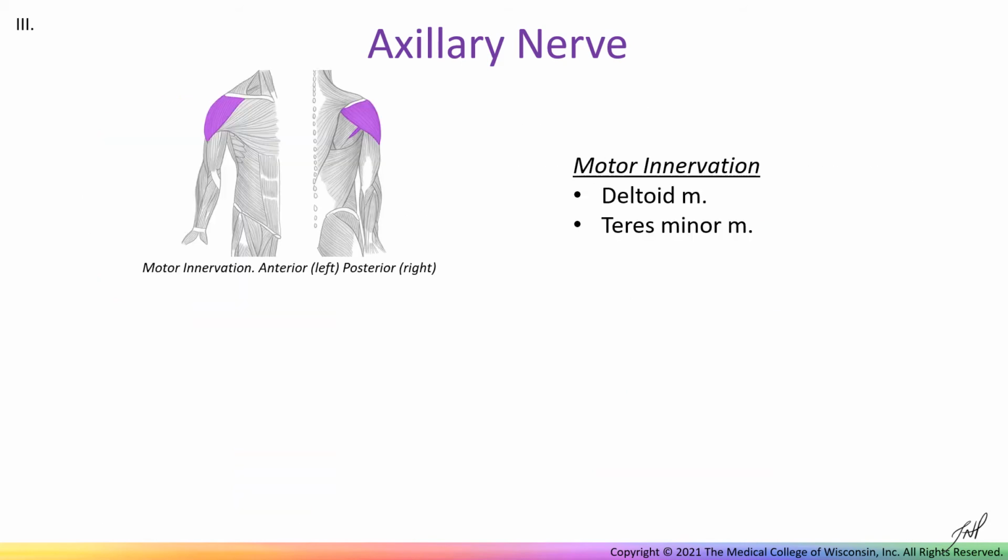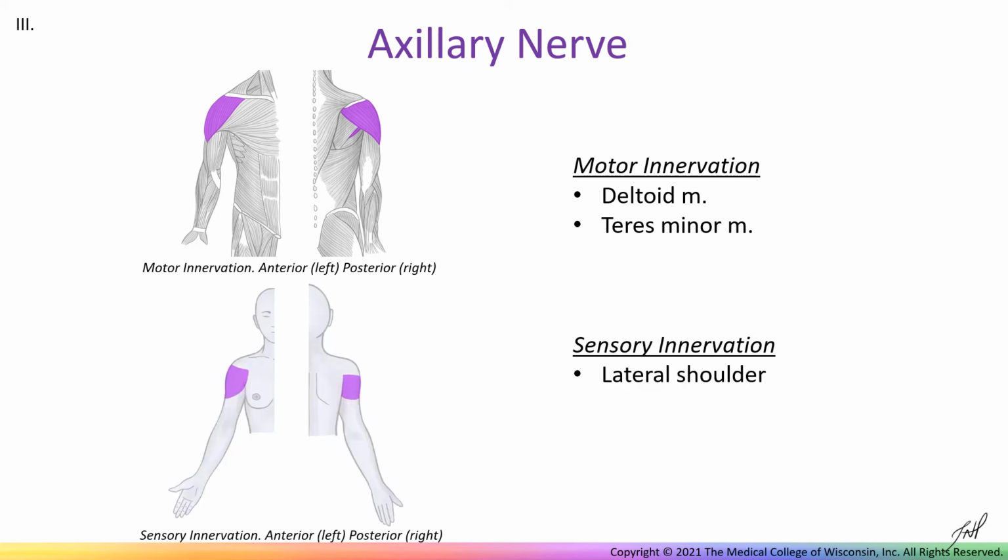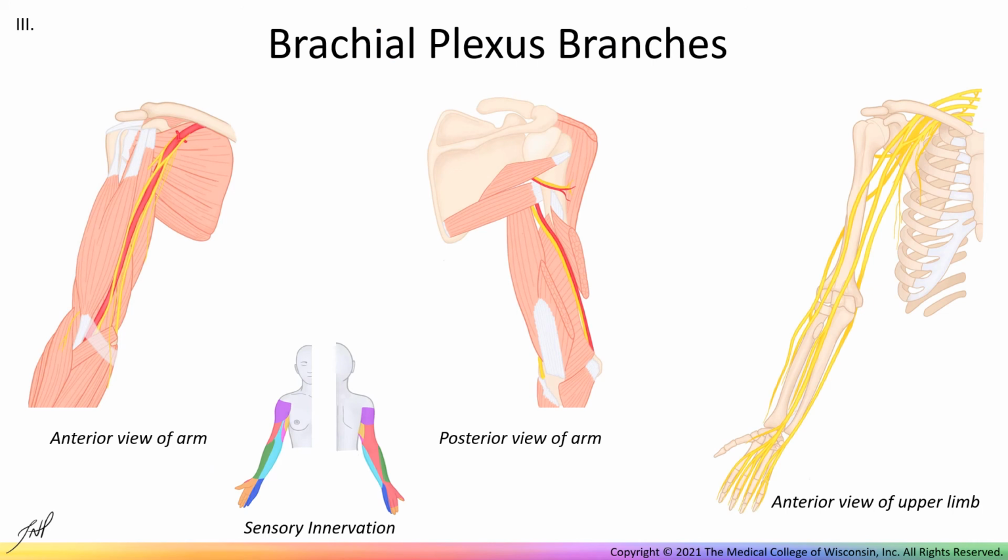The axillary nerve only innervates the deltoid and teres minor muscles. It also receives sensory information from skin over the lateral shoulder. So let's put that all together.